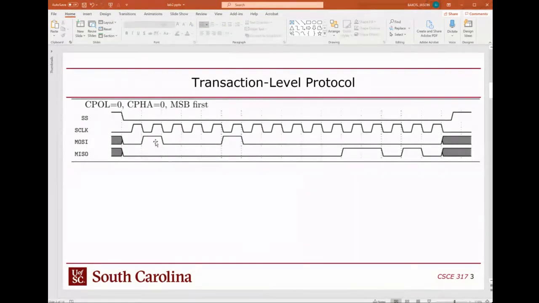I mentioned CPOL and CPHA are 0. I can easily verify that by looking at what the clock is before the transaction. It's 0, so CPOL is 0. That's the clock polarity. And I can verify that CPHA is 0 by checking when the MOSI and MISO have their first transition relative to the clock, and since they get a head start on the clock by half a clock cycle, then CPHA is 0. That's again the clock phase.